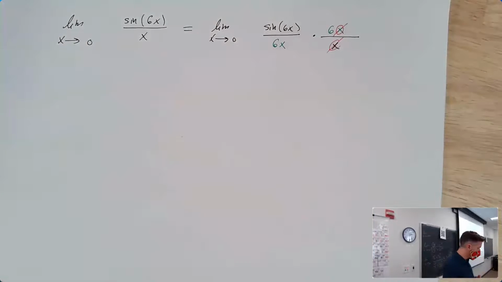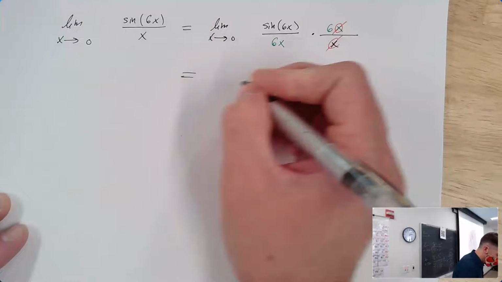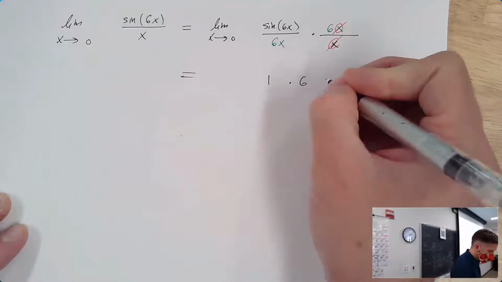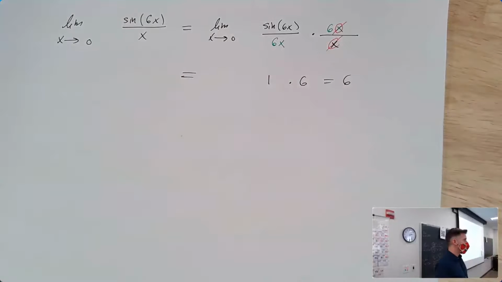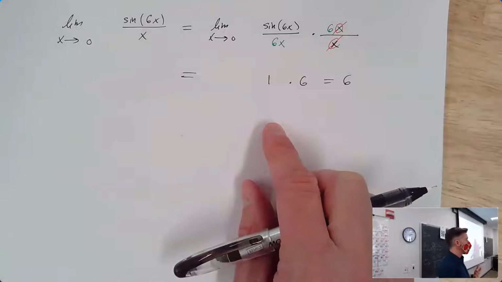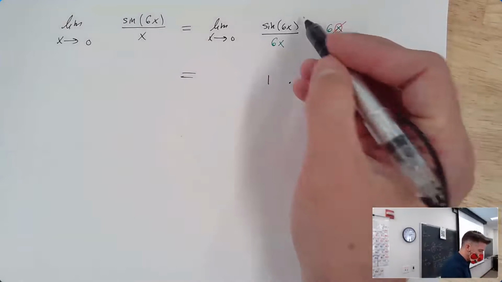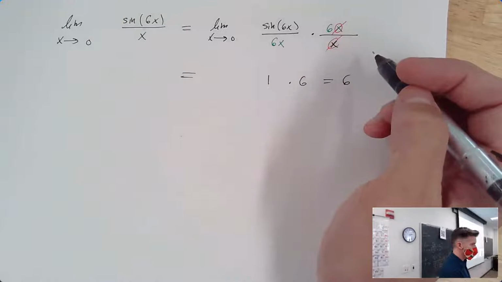And so now, if you really want to, I don't think you need to do this. So here's what I would really do if I was finishing this problem. I would say that this is equal to 1 times 6. And I would actually write 1 times 6. I wouldn't just jump straight to 6. I think showing that step shows that you know that the limit of this part here is 1. It's going to multiply by 6.